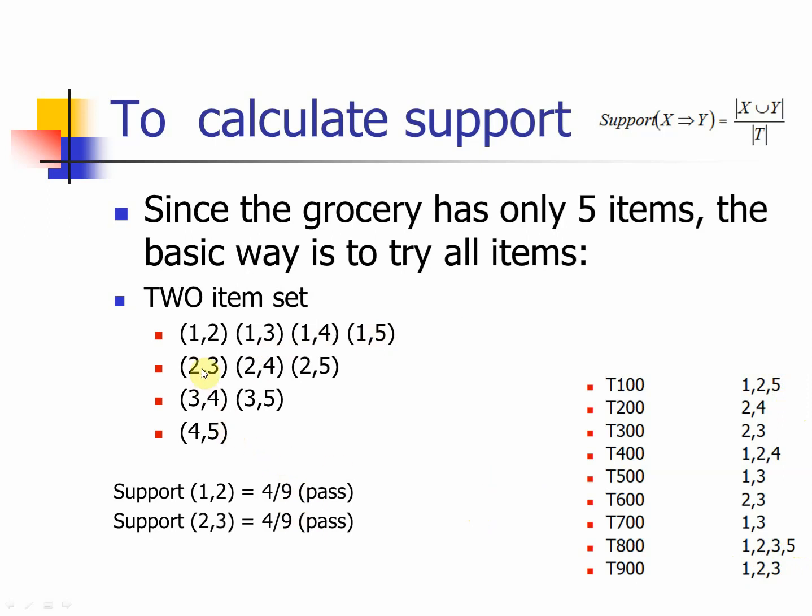We will be able to calculate the support for 2 and 3 as well. You see that 2 and 3 has occurred 1, 2, 3, and 4 times as well, so that also passes. If we want to see the support for 3 and 5, which is listed over here, we will find out that 3 and 5 actually occurs only once. So this is not something that we will consider as passing the minimum support.